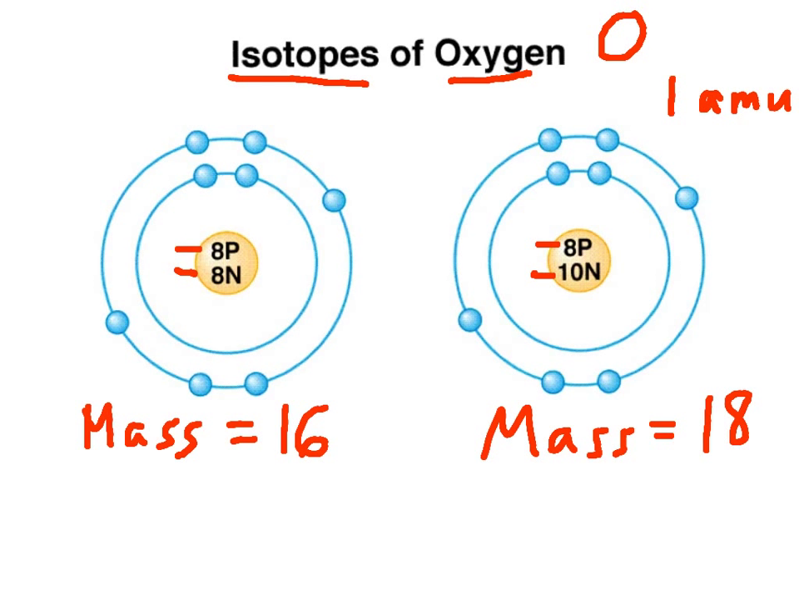Because there are 8 protons in oxygen, we can anticipate that there will be 8 electrons as well. Let's count. 1, 2, 3, 4, 5, 6, 7, 8. In both isotopes of oxygen, there are 8 electrons in addition to the 8 protons. The difference is the number of neutrons.